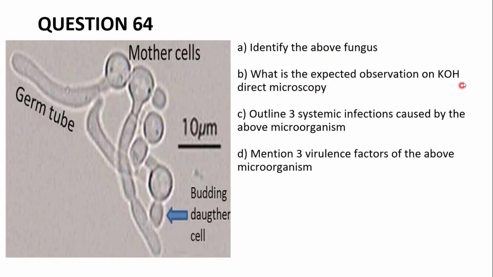What is the expected observation on potassium hydroxide? Three systemic infections, then virulence factors of the above. So we already answered the cutaneous infections, where the vulvovaginitis, oral thrush, baby diaper rash, that one. Now here they've asked systemic. Now, what happens when you have candidemia or when it disseminates? Which are the organs affected? That's how you're going to get the answers. To note the organs affected.